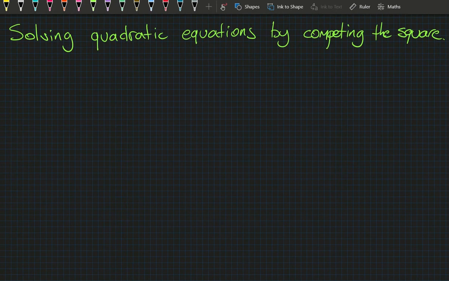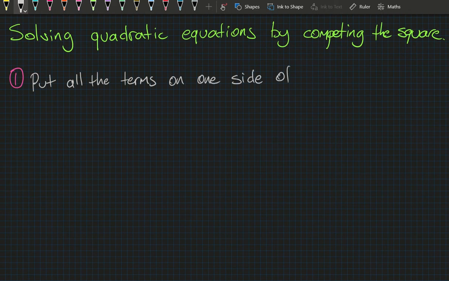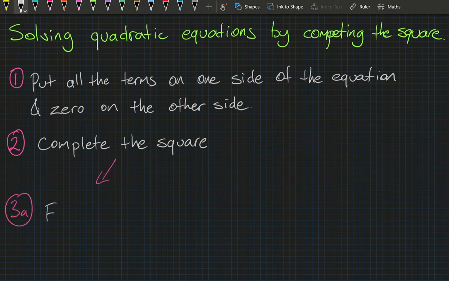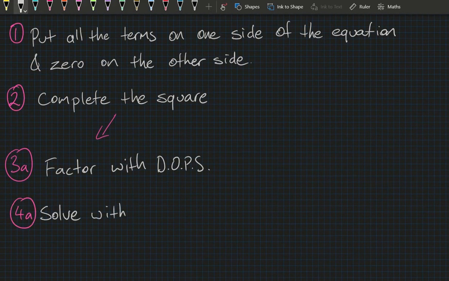There are many similarities between completing the square and grouping when solving a quadratic. The steps that you take when completing the square are: 1. Put all the terms on one side of the equation and 0 on the other side. 2. Complete the square. Then there are two directions which we could follow. The first direction, direction A, is 3A: factor with the difference of perfect squares. And then following that, you solve with the null factor law.